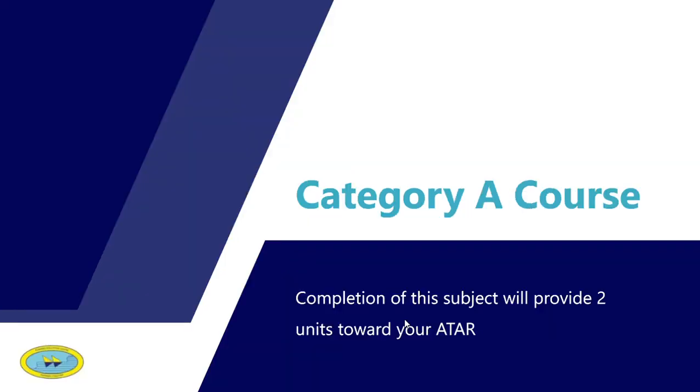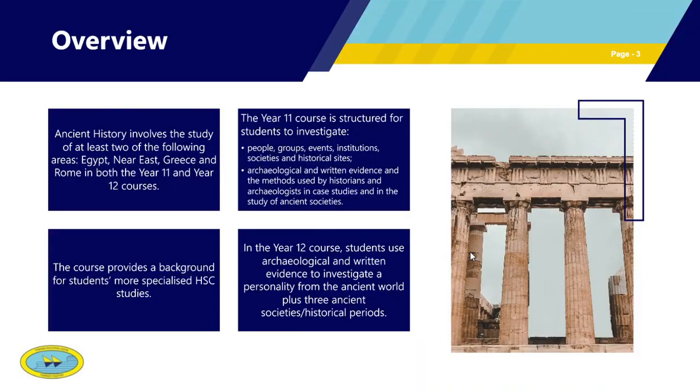Okay, so this course is a Category A course. What that means is, just like many of your other courses in Year 11 and 12, the subject on completion will provide you with 2 units towards your ATAR. So it will be very valuable to those people who are keen on going on to university. But of course, ancient history is a very interesting subject, and many students find it very valuable for other reasons as well. So here's a bit of an overview of the subject itself.